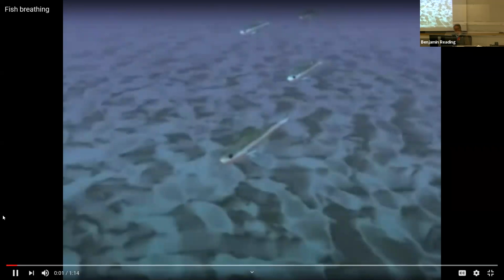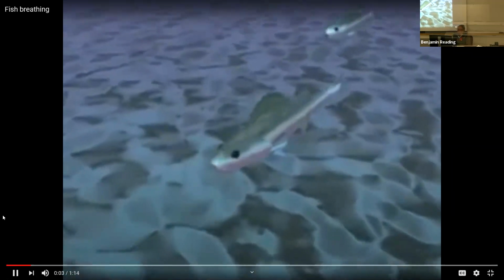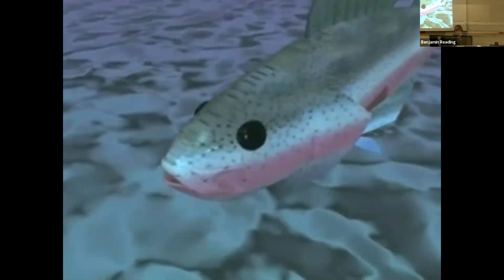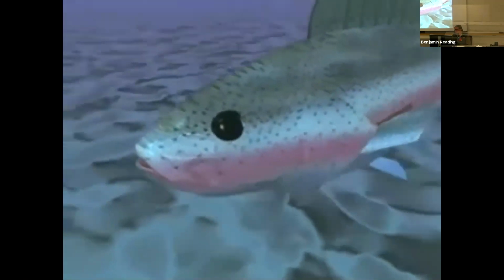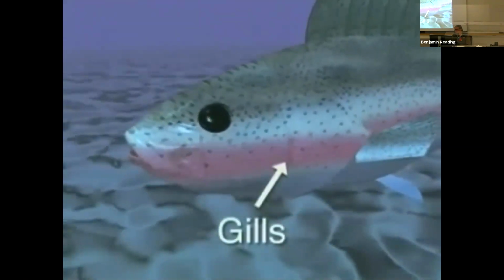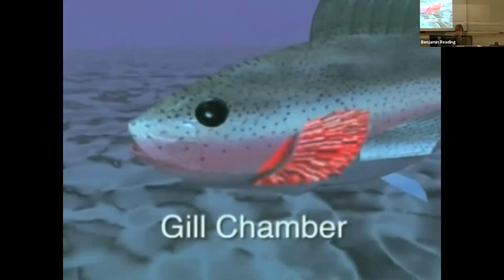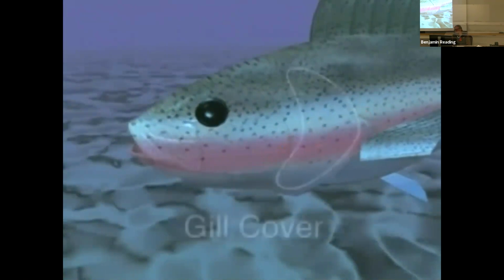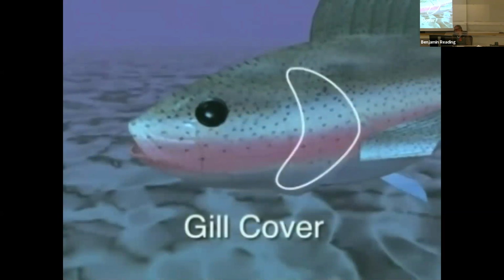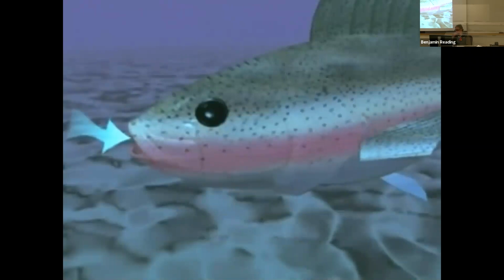Unlike land animals, almost all fish breathe or get their oxygen from water. Instead of using lungs, fish breathe with organs called gills. Most fish have 4 pairs of gills enclosed in a gill chamber on each side of the head. On the outside of the body, a flap of bone called a gill cover protects the gills of bony fish. To get oxygen, fish gulp water through the mouth and pump it over the gills.